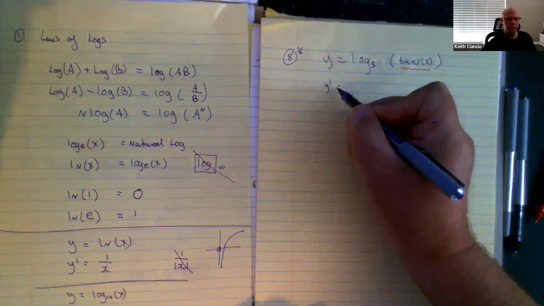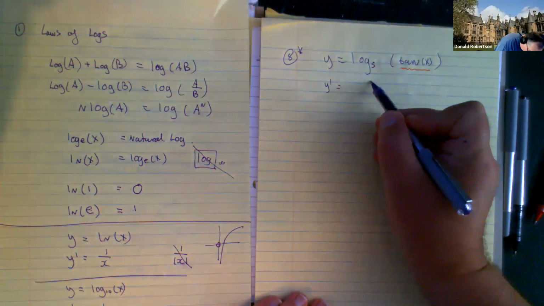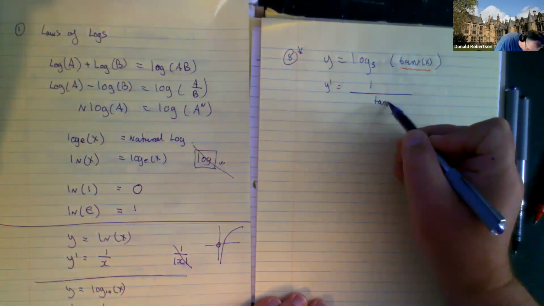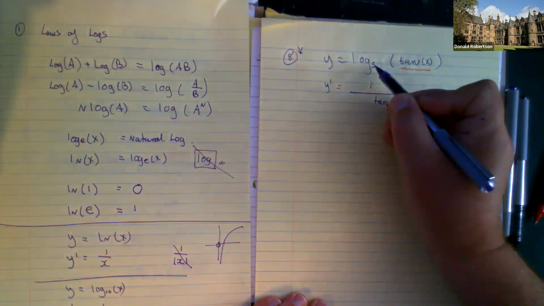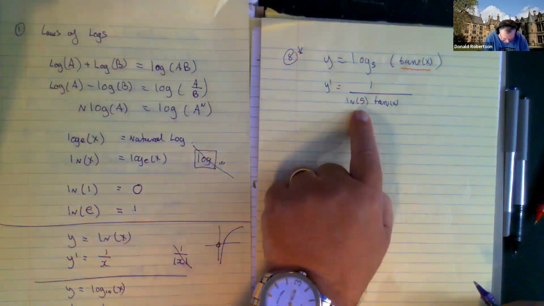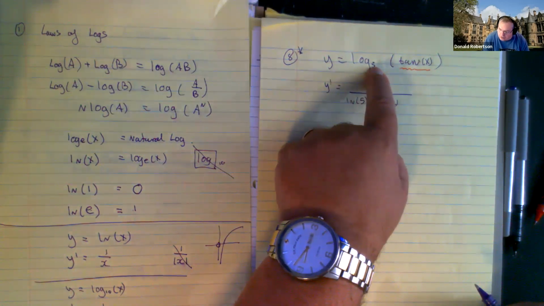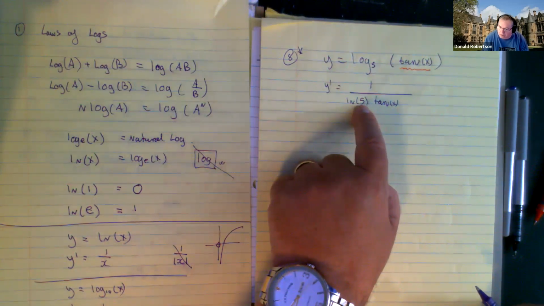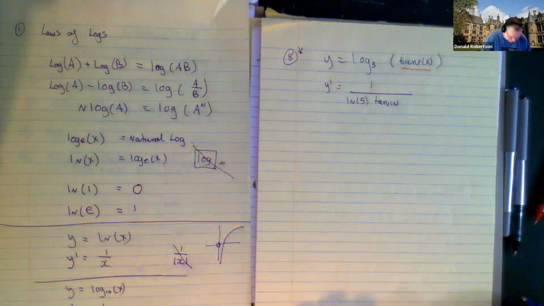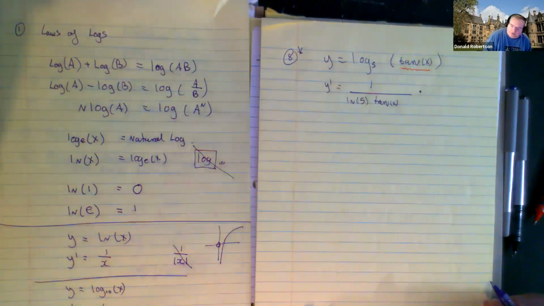So its derivative is going to use this rule. It's going to be 1 over the inside function. But because that's a 5, you tag on the natural log of 5, right? If that was 10, you put a natural log of 10 here. If that was log to the base 2, you tag on a natural log of 2, right? That's just what it is. And then I finish with, don't I, the derivative of the inside function.